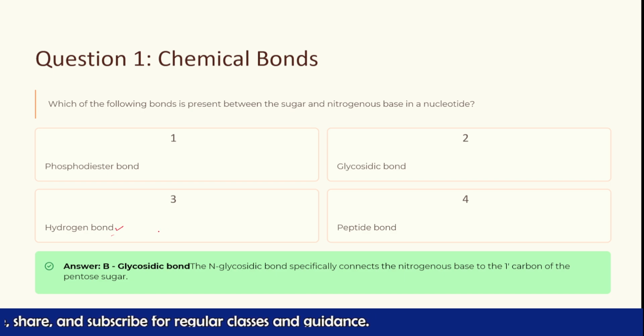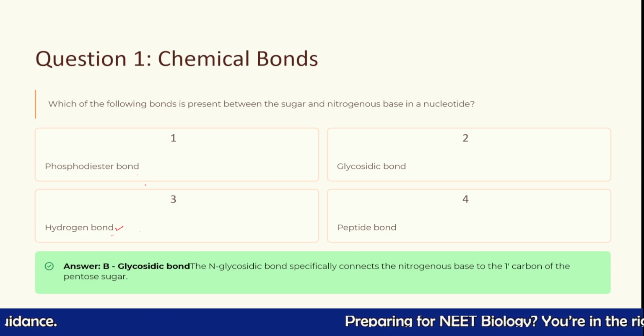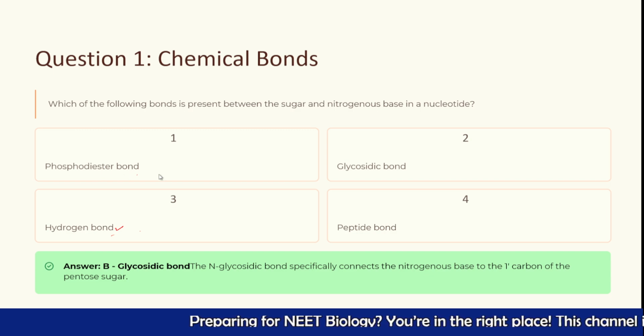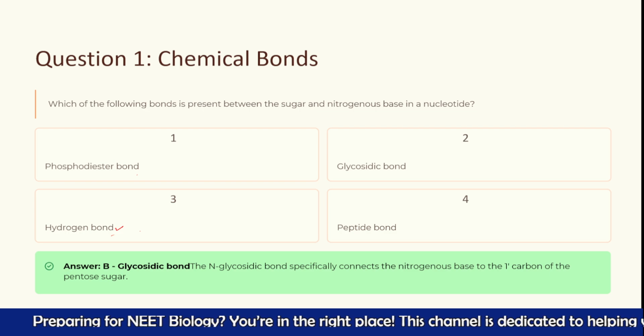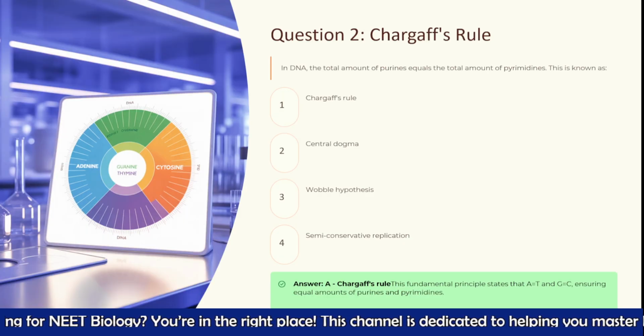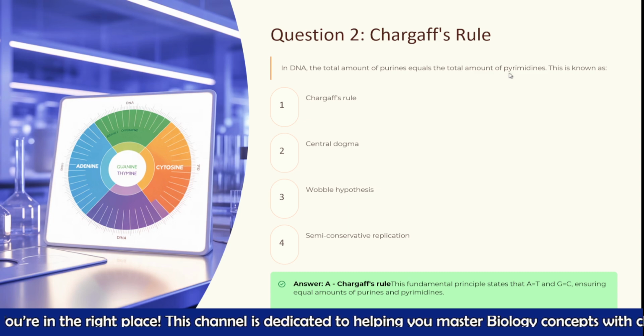Hydrogen bond is present between the nitrogen base pairing we learned, right? Then the phosphodiester bond is between the adjacent nucleotides. Adjacent nucleotides are connected by phosphodiester bond. Phosphoester bond is different, diester bond is different. Another question: in DNA, the total amount of purine is equal to the total amount of pyrimidine.